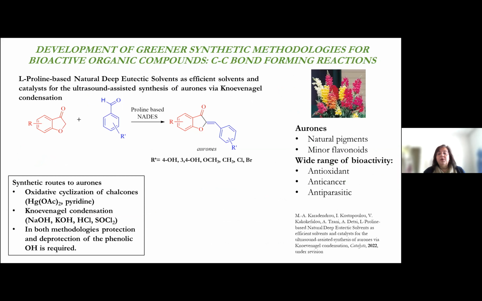Following that, we went on to develop a new methodology on the Knoevenagel condensation reaction using proline-based NADES to synthesize aurones. Aurones are natural pigments. They are minor flavonoids responsible for the bright yellow and orange colors on ornamental flowers like the snapdragon that you see here. And they possess a wide range of bioactivity.